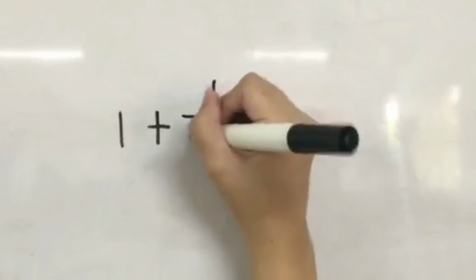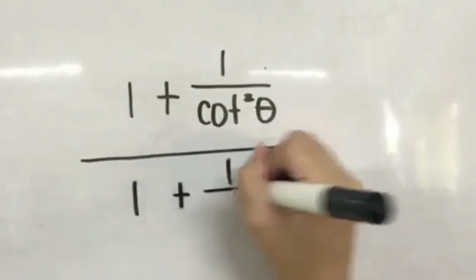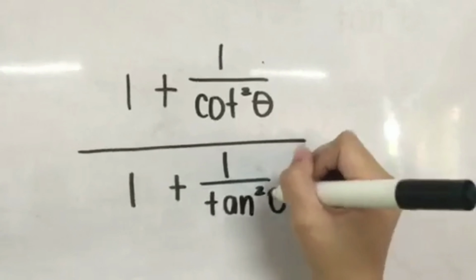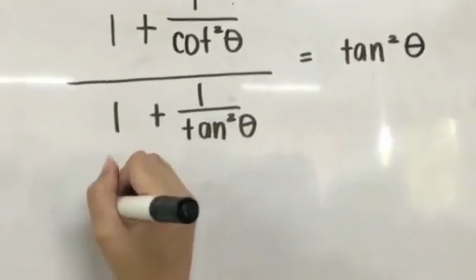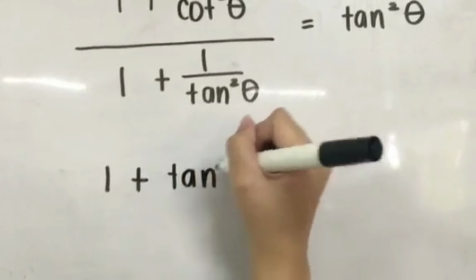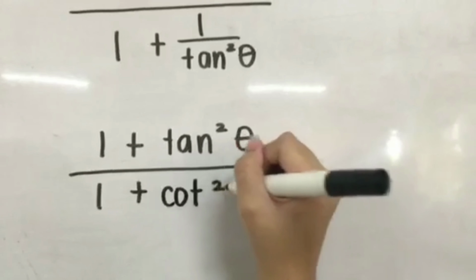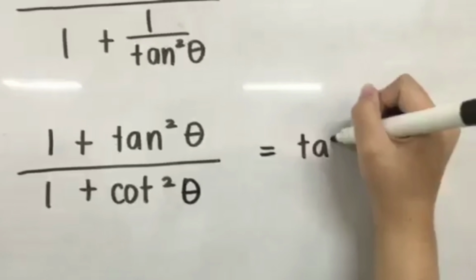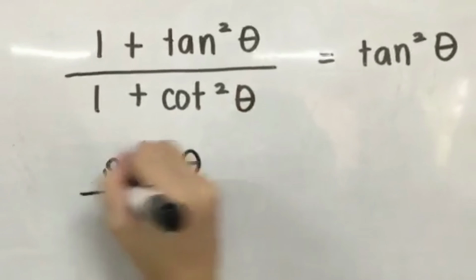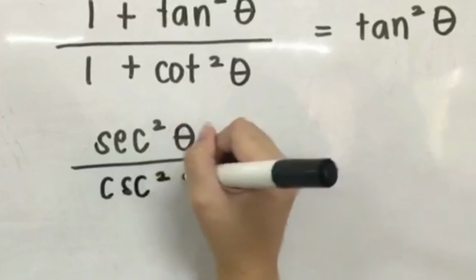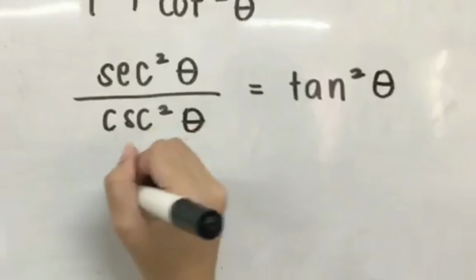For our next problem, we have 1 plus 1 over cotangent squared theta over 1 plus 1 over tangent squared theta equals tangent squared theta. First, change 1 over cotangent squared theta to tangent squared theta and 1 over tangent squared theta to cotangent squared theta based on the reciprocal identities. Then, change 1 plus tangent squared theta to secant squared theta and 1 plus cotangent squared theta to cosecant squared theta based on the Pythagorean identity.